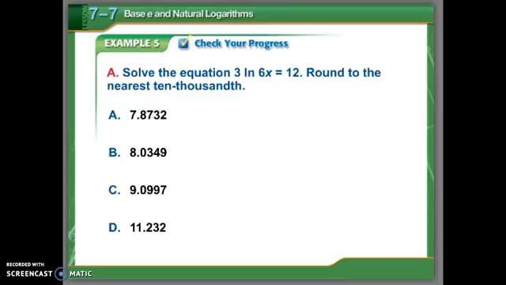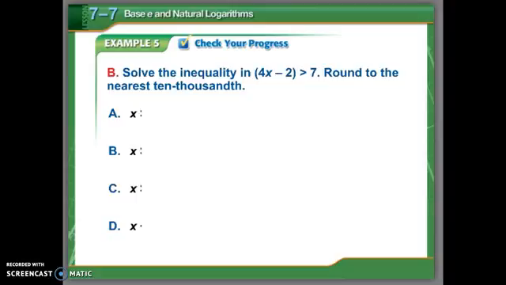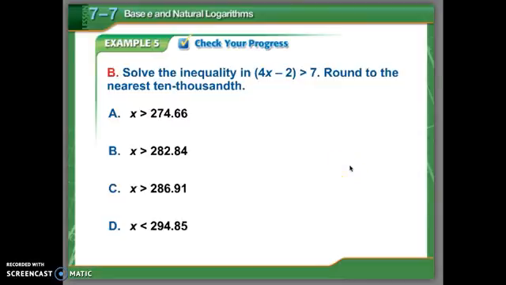Just real quick, this one, 3 times ln 6x equals 12. Answer for this is choice C. And then part B, this should be ln, not in, but ln 4x minus 2 greater than 7. When you solve that, you will get choice A, x is greater than 274.66.